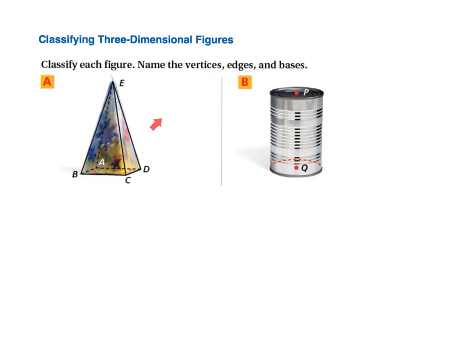So then name the vertices. Well, the vertices are all where the lines meet, all the points at which the lines meet. So E is a vertex, D, C, B, A. They all have lines intersecting. The edges would be where the planes meet. So for instance, EC is an edge, ED is an edge, EA, BE, AB, AD, DC, BC. Those are all edges.